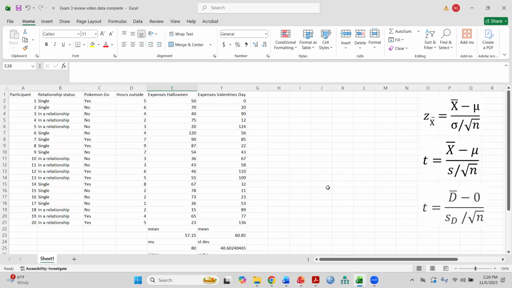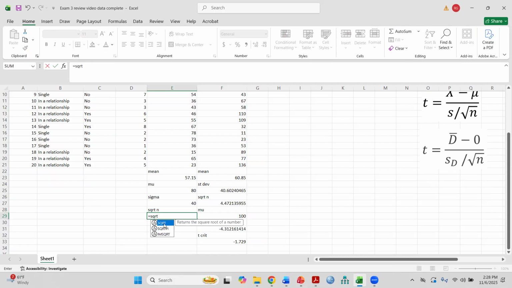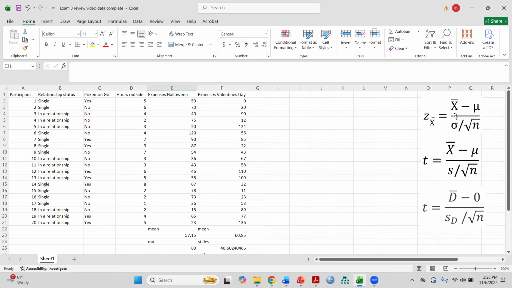We've got the square root of the sample size, which we've already calculated right here. So you can just use that same number, or if you want, you can recalculate it just for kicks. Equals SQRT of the number 20 participants. Okay, so instead of a t, it's going to be a z-score. And according to this formula, we need to take the sample mean minus the population mean divided by the standard error, which is sigma over the square root of n.